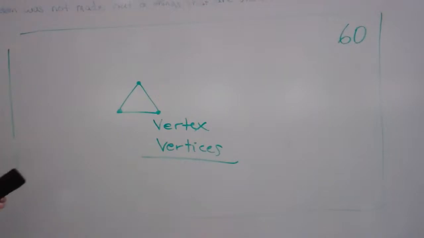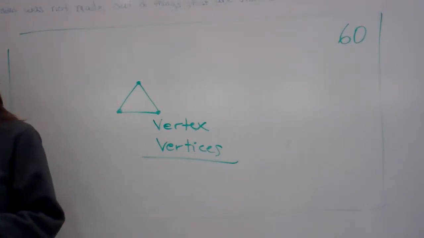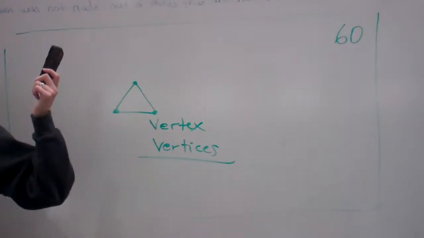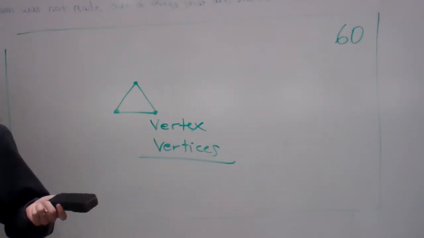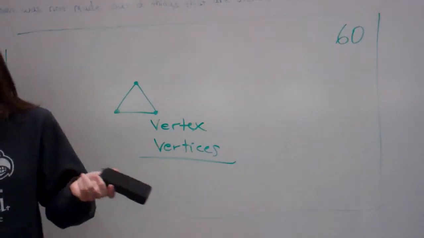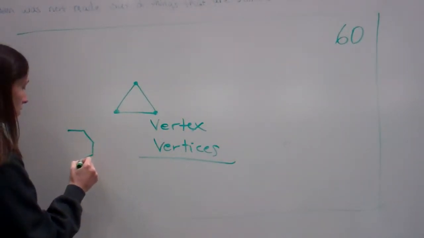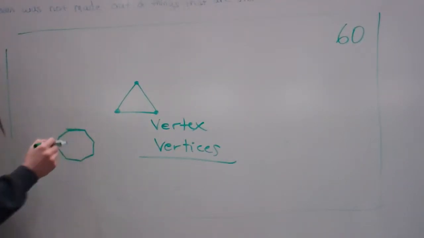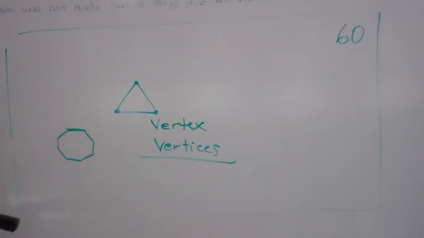Now, here's the cool thing. How many vertices does this one have? Yeah, scream it out. 3. How many sides does this have? Yeah. So if I said to you, how many sides does this have? 8. And if I asked you how many vertices it had, what would you say? 8. Isn't that cool? So the number of sides is the same number of vertices. So you don't even have to count them both.